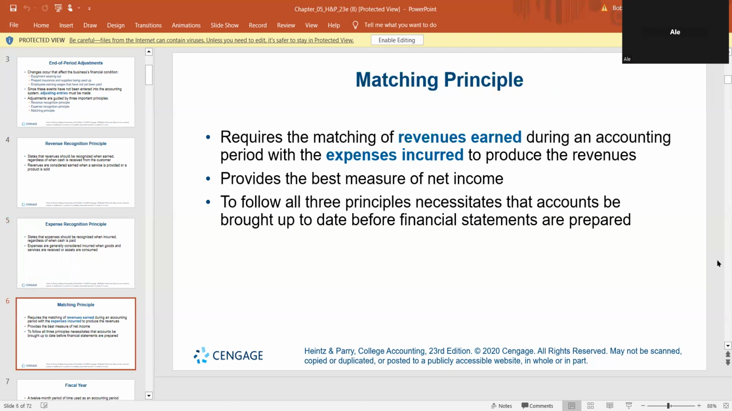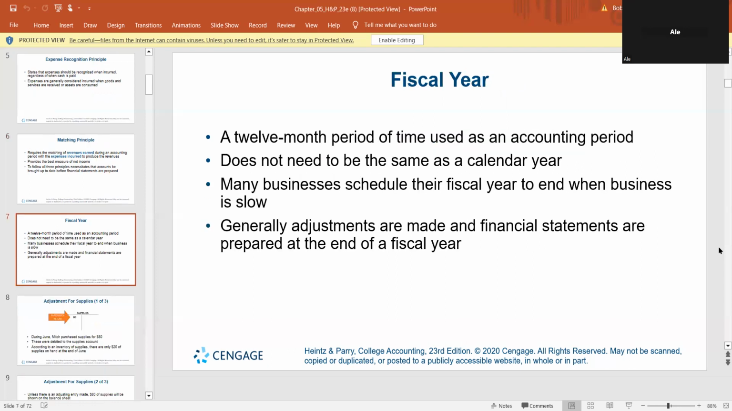And here's the matching principle, which I guarantee will be on the test and at least in one multiple choice question. Matching principle: you match revenues and expenses. It provides the best measure of net income. And to follow these principles necessitates that accounts be brought up to date before the financial statements are prepared, okay? The month is ended, we ran the trial balance, and good gosh, it's incomplete. And we have to spend a day or two adjusting it.